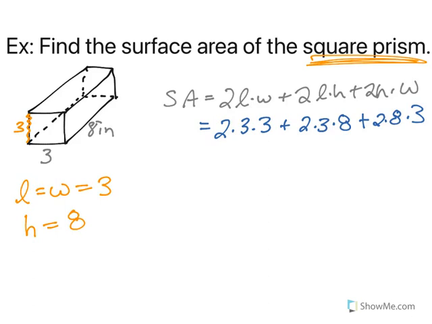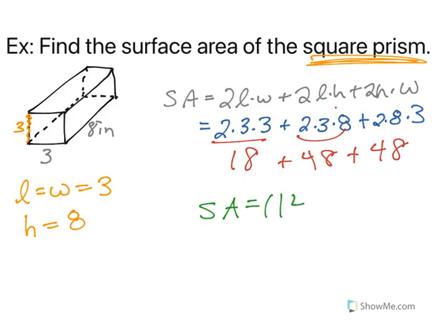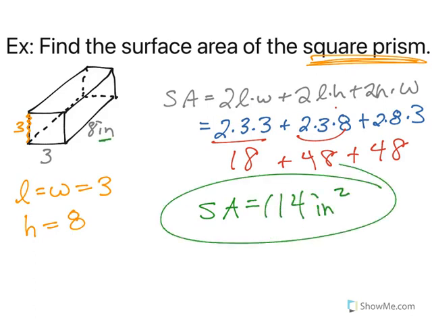Again, same thing, because it's a square, right? A square is a rectangle. So 2 times 3 times 3 gives me 18. 2 times 3 times 8 gives me 48. And 2 times 8 times 3 is 48. So when I add those together, the surface area is 114 inches squared. Again, we're in inches, surface area is square units, and there we go.